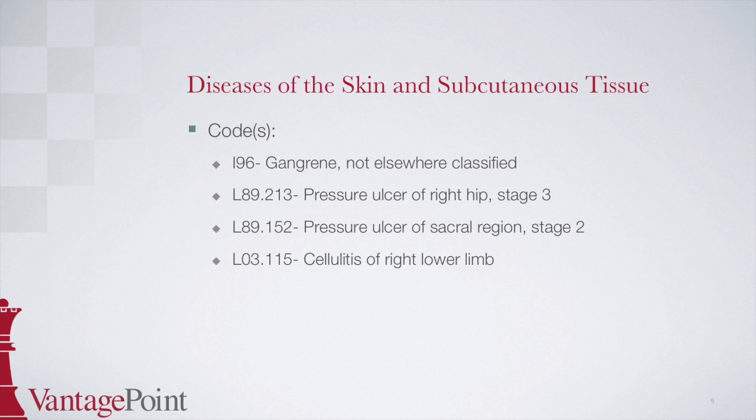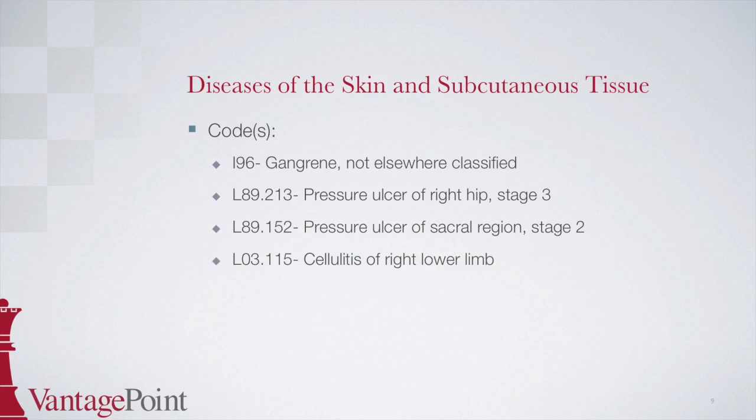To locate this code, start at ulcer in the alphabetic index, then find pressure indented below. From there, find stage 2 and then the site, which is the sacral region. This points to L89.15 with a checkbox next to it indicating more digits are required. When we go to the tabular, we see that subcategory L89.15 is for pressure ulcer of sacral region. Then we need a sixth character of 2 as the ulcer is stage 2.